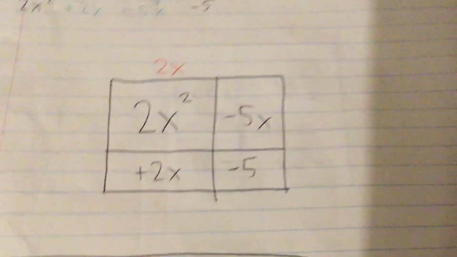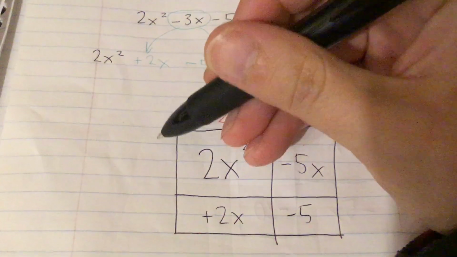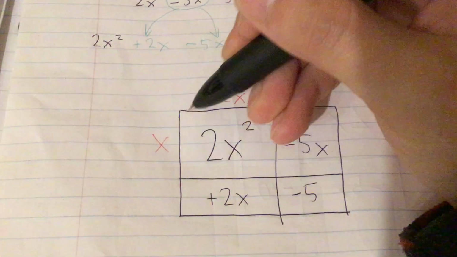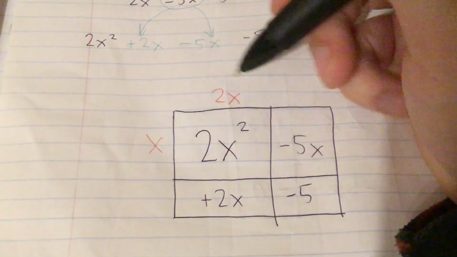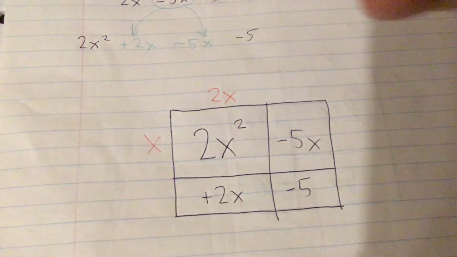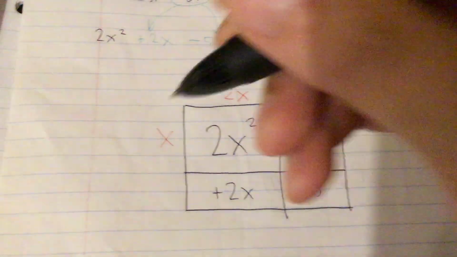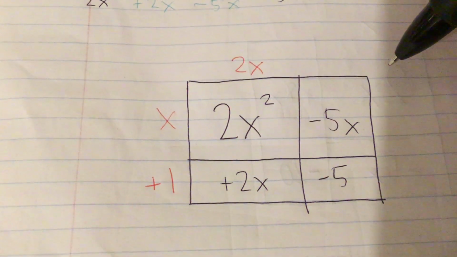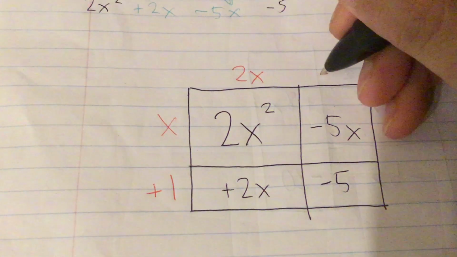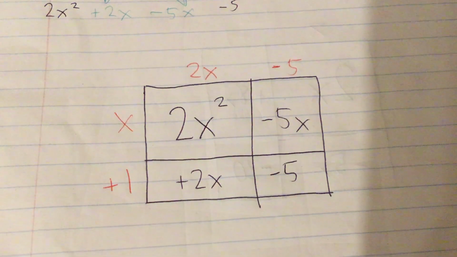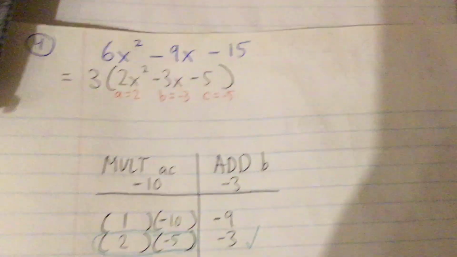Okay. So specifically, I've got positive 2x factored out. 2x times what is 2x squared? Well, 1x. So 2 times 1 is 2. X times x is x squared. So that's 2x squared. 2x times what is positive 2x? Positive 1. X times what is negative 5x? Negative 5. Check your work. Is negative 5 times positive 1 negative 5? Yes.